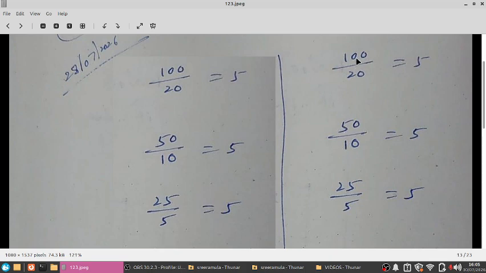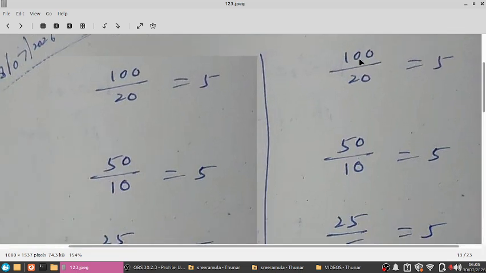The reason is 100 is decreased by some factor, and 20 is also decreased by the same factor to 10. The numerator is decreasing from 100 to 50, the denominator from 20 to 10, so the new ratio 50 by 10 is also equal to 5. 100 is divided by 2 to become 50, and 20 is divided by 2 to become 10. So if the numerator and denominator are divided by the same number, the ratio remains constant.